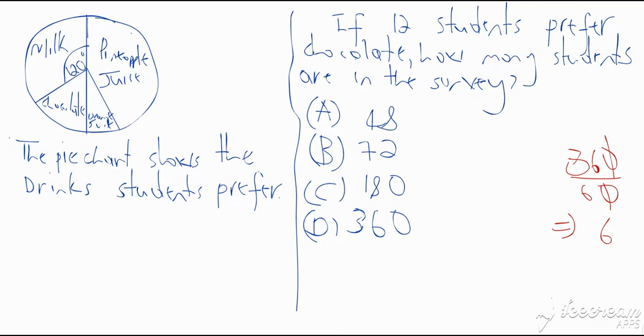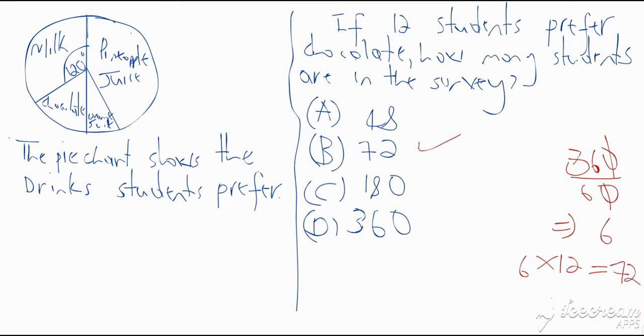Which means that there are 6 12s in that one revolution if we were to look at each angle being 60 degrees. And there are 6 of them. And 60 degrees represents 12. And there are 6 of them. So to get the amount of students in the survey, it would simply just be 6 times 12, which is equal to 72. Alright? So the answer is B.